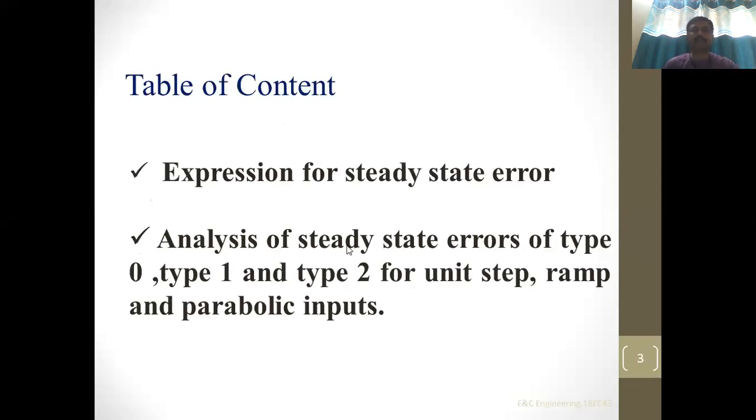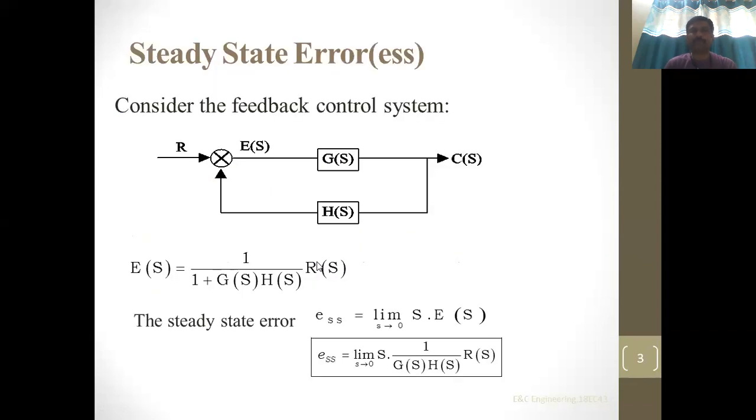Now how about the flow of content? First we shall understand the expression for steady state error. Later we shall analyze the steady state errors for type 0, type 1, and type 2 for distinct inputs in terms of unit step, unit ramp, and unit parabolic input. Is it okay? First, let me understand steady state error, which is shortly denoted as ESS.